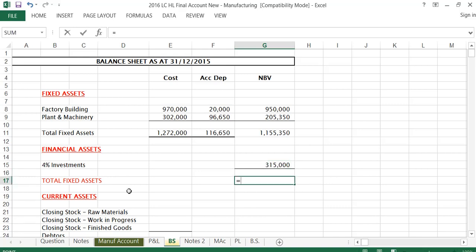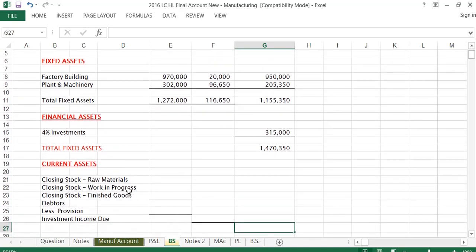Which leaves me a total fixed assets of 1,470,350. Current assets. In my current assets, I'm going to put in all my closing stocks. So closing stock of raw materials is coming directly from the question. There's no change to that. It's 36,100.